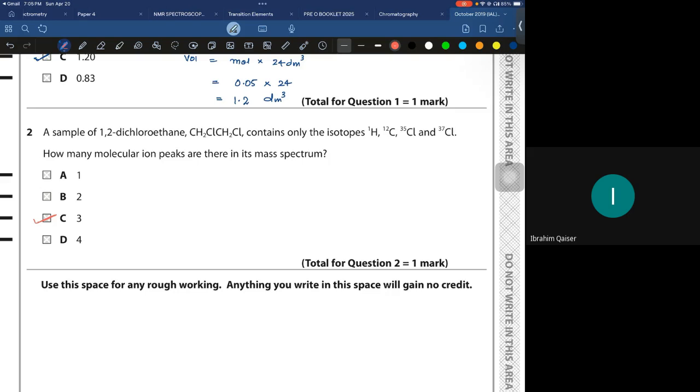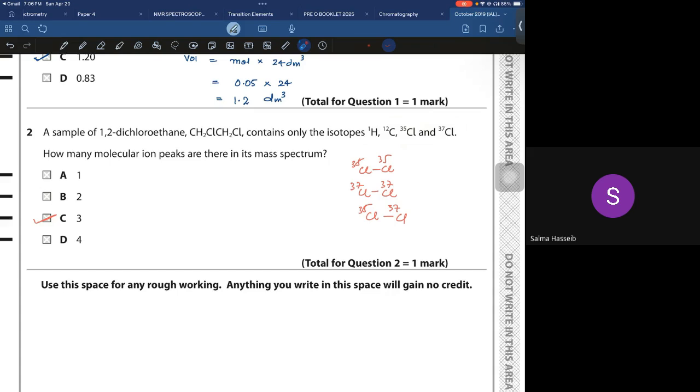Why A is incorrect, because you can see that chlorine has two isotopes. So basically we have to make possibilities: it may be Cl35-35, Cl37-37, and Cl35 and 37. Why do we not have peaks for hydrogen? Because there is only one isotope of carbon and only one isotope of hydrogen here.